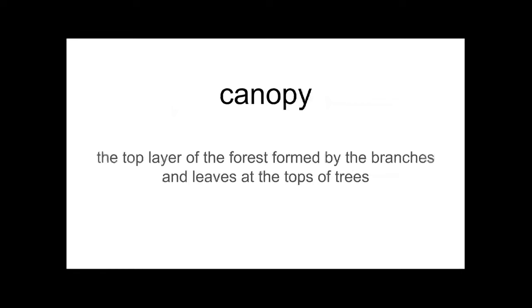Our first word is canopy. Please say canopy with me, scholars. Canopy. Thank you. A canopy is the top layer of the forest formed by the branches and leaves at the tops of trees. For example, the canopy of the forest shades the plants and animals below.